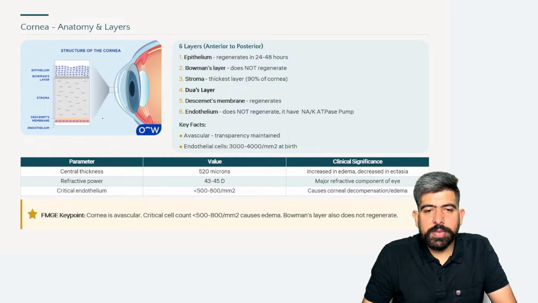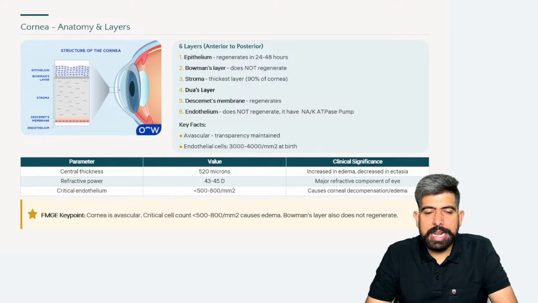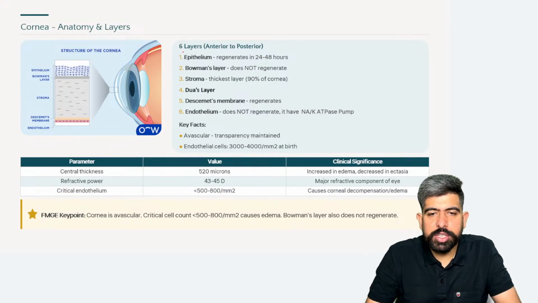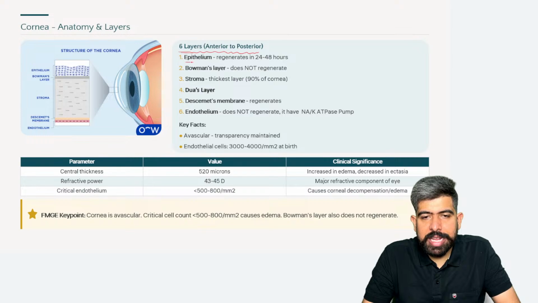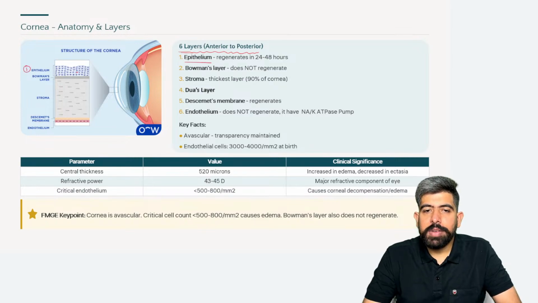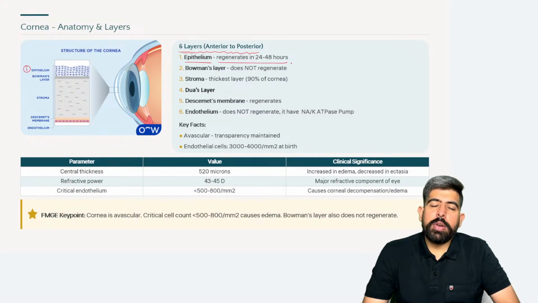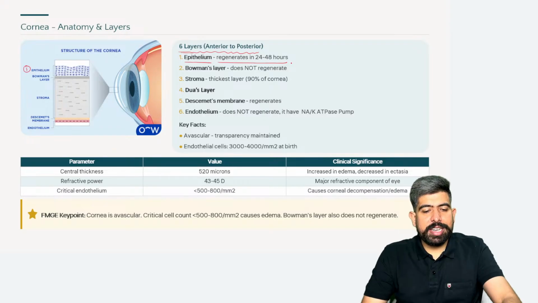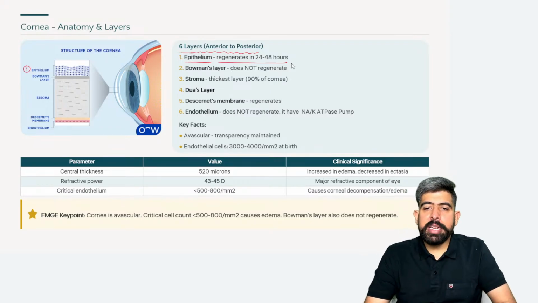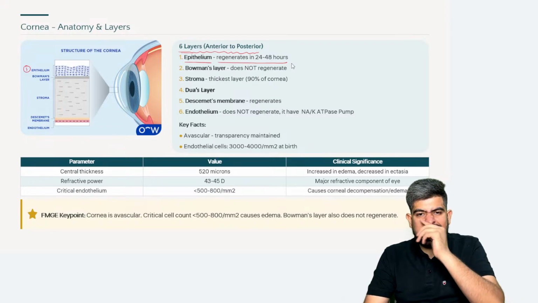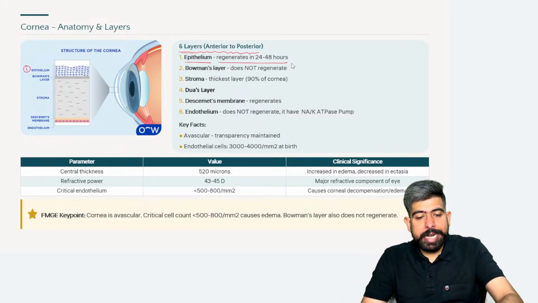So you can see the structure of the cornea, and as we go from anterior to posterior, it has 6 layers. How many layers? 6 layers. First of all, we have the epithelium layer, the first one, which is the outermost. And please remember, it regenerates in 24 to 48 hours. Yes, the corneal epithelium can be regenerated in 24 to 48 hours.